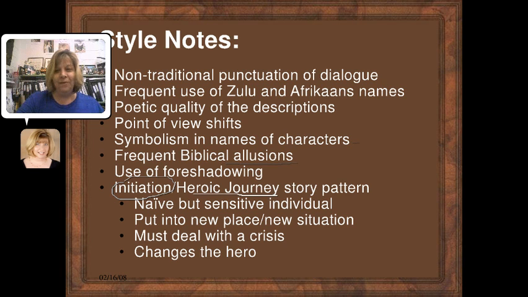And we see this over and over again from Beowulf to Oedipus and the Odyssey, where this naive but sensitive individual gets put into some new place or situation, has to deal with the crisis, and in the process kind of grows up and changes, and now knows something that they didn't know about the world. And that's that classic kind of coming of age or journey story. And you'll see this throughout the whole book as we get into the story.